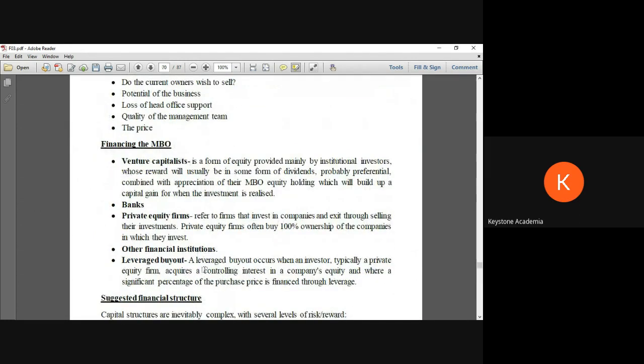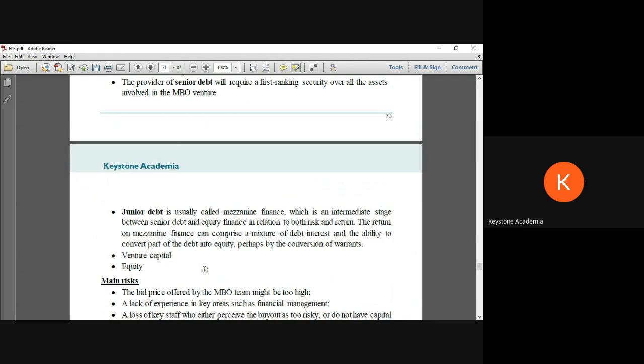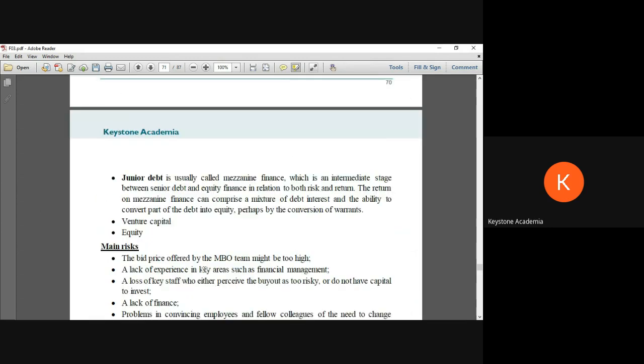Financing and MBO, they can just get the money and it's sorted. In fact, the management as DAISTRUK, we should also understand, will they be able to manage the company? Will they be able to get the finance? Otherwise, we can sell it to an outsider. Then suggested financial structures mostly for MBOs. They can take a loan, they can take senior debt, junior debt, just like normal debt we talk about. They can go to VC or equity.